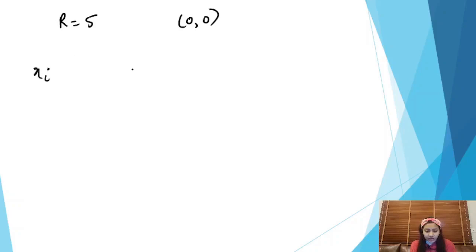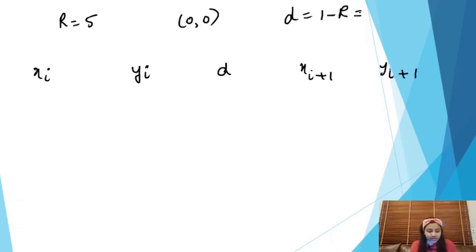So this is our initial xi, these are our yi's, this is the value of d, then these are the next plotted pixels. First we will calculate the value of d start. d is 1 minus r, so d is 1 minus 5, which comes to be minus 4. Now we have already seen in the algorithm, when the value of d is less than 0, then in that case we choose the east pixel. And when we choose the east pixel, the value of x is incremented and y remains same.